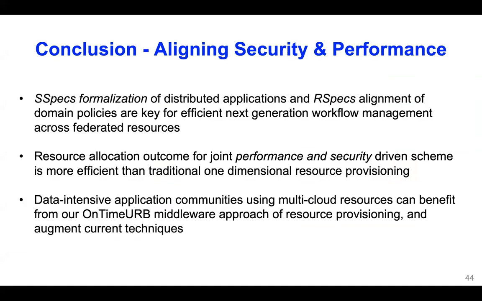So in conclusion, now what I hopefully have conveyed to you is that there is a way we can try to look at formalizing security specifications from applications, also understanding resource policies, resource requirements from users, and trying to understand how we can map them for these science gateway applications that require workflows and federated resources. And really, we can do this sort of efficient alignment of both performance and security. It can give you benefits in cost and performance and security, like I showed you.